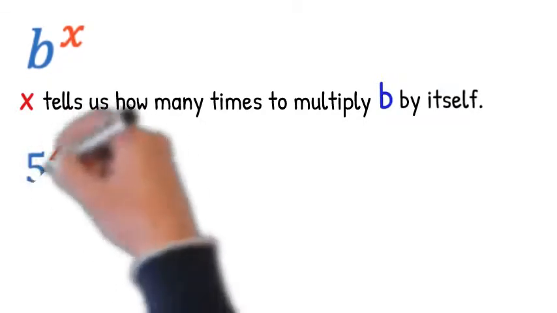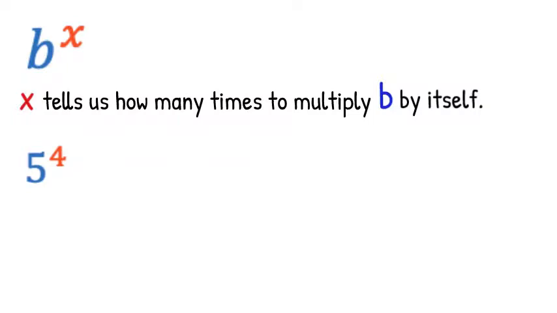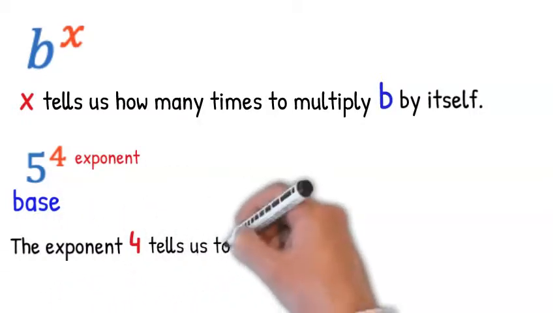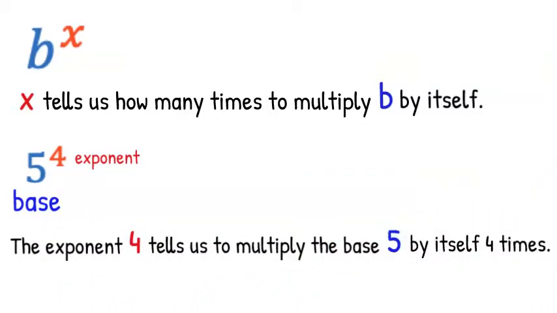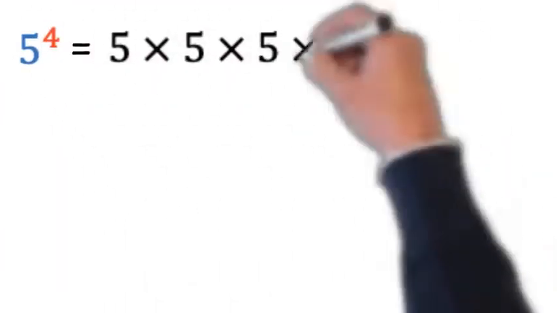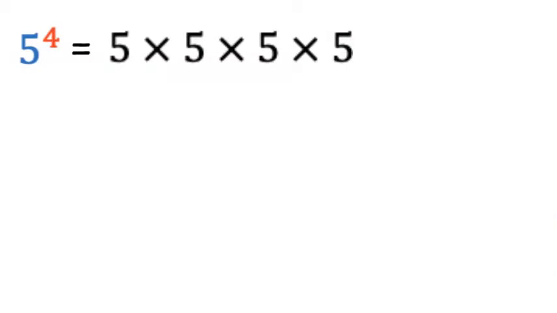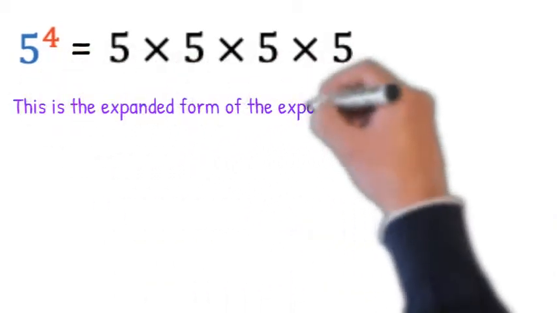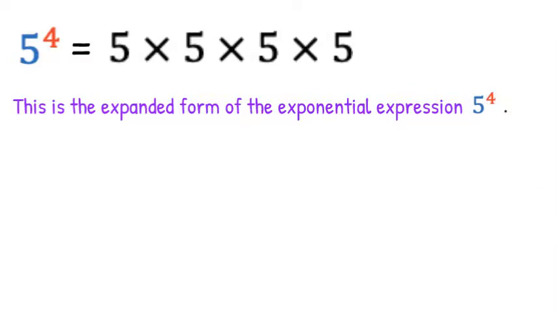For example, in the exponential expression 5 to the 4, 5 is the base and 4 is the exponent. The exponent, 4, tells us to multiply the base, 5, by itself 4 times. 5 to the 4 equals 5 times 5 times 5 times 5. This is the expanded form of 5 to the 4.